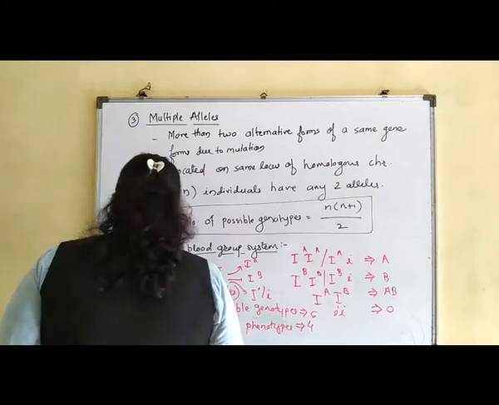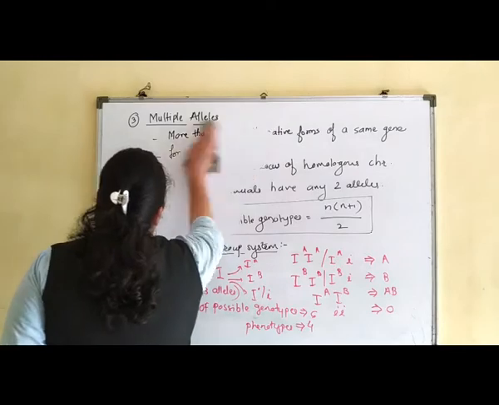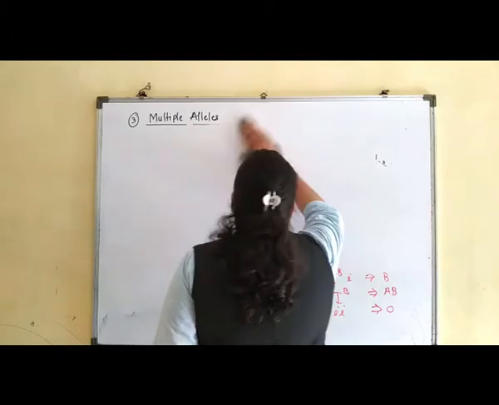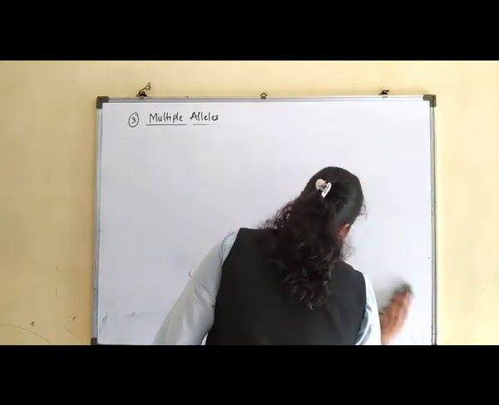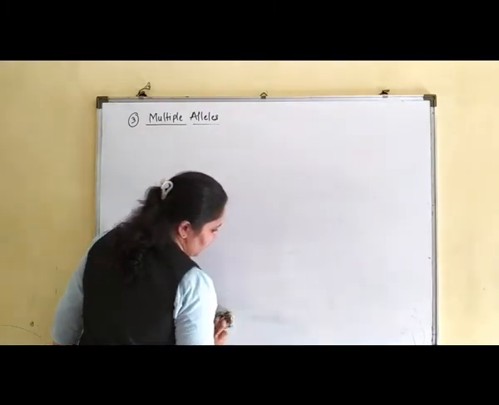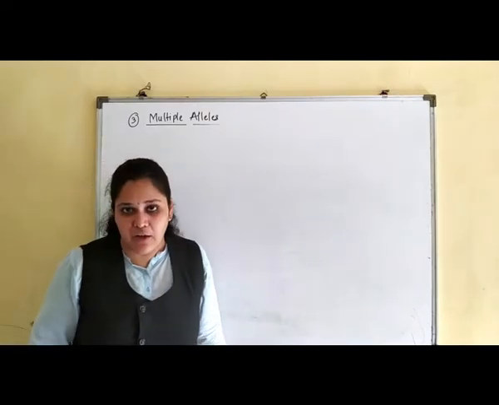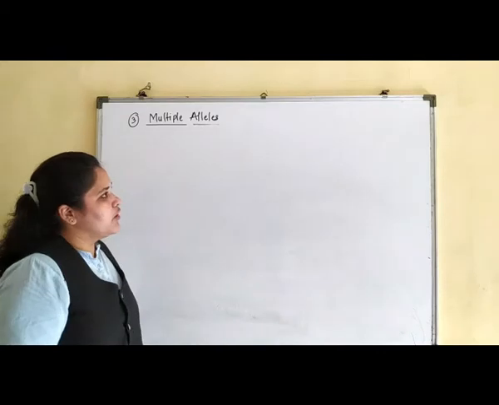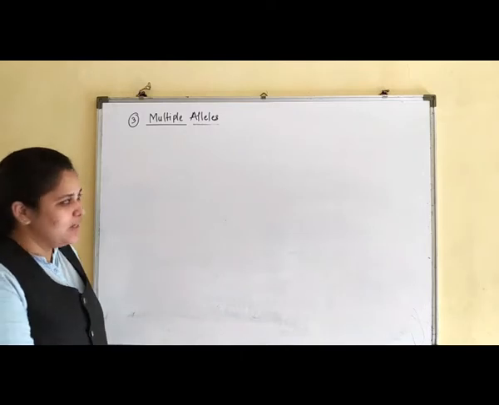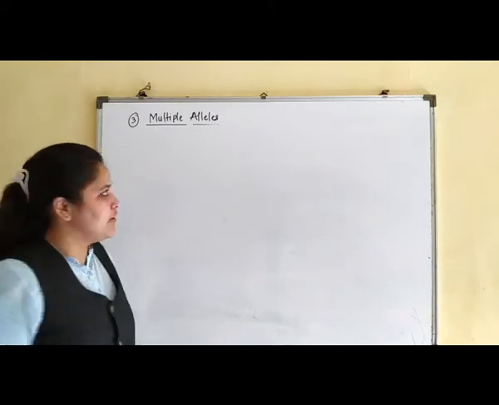Fine. Another example of multiple allelism is coat color in rabbit. In rabbit you have seen different types of coat color. Some rabbits are totally white in color, some are brown in color, and in some, the toes, fingers, mouth, some parts of the body are black in color. So the coat color of rabbit is regulated by a single gene, that is gene C. It has 4 different alleles.